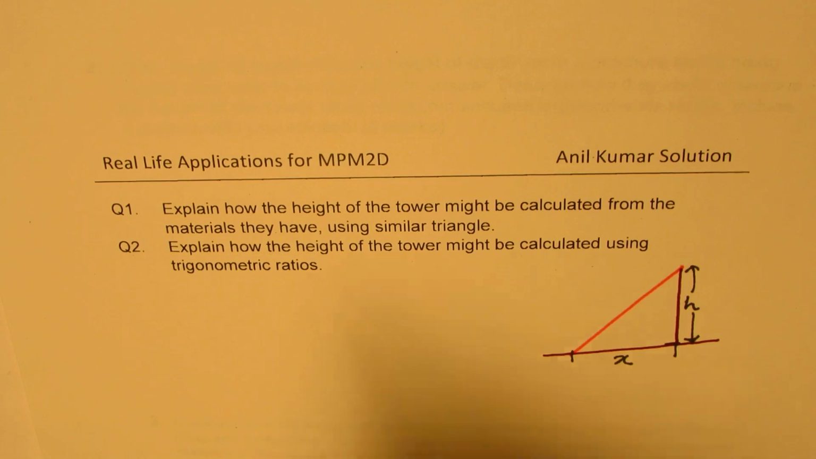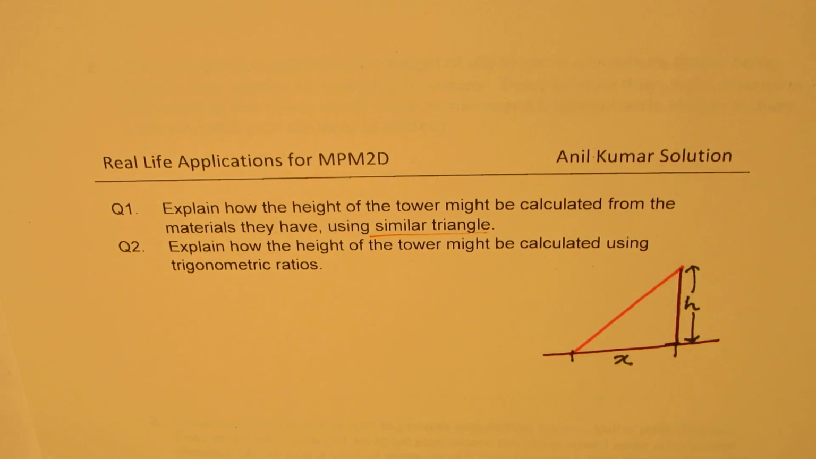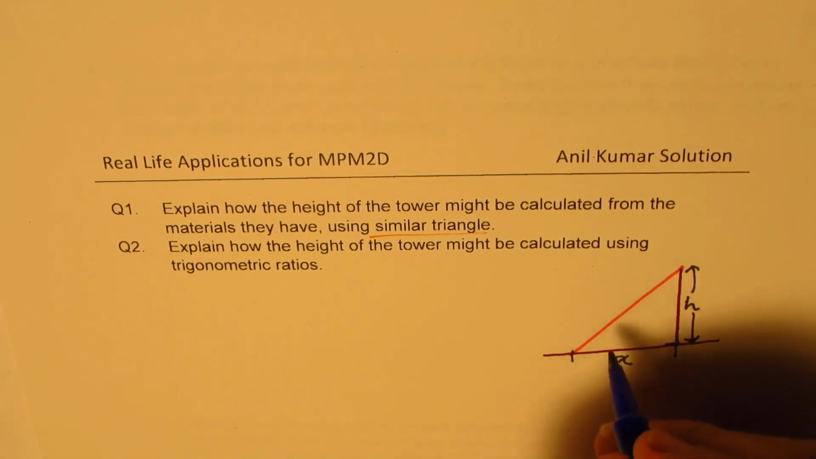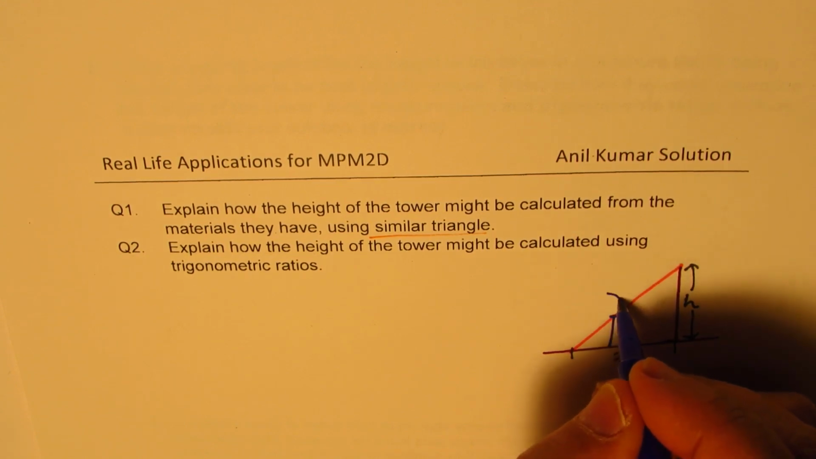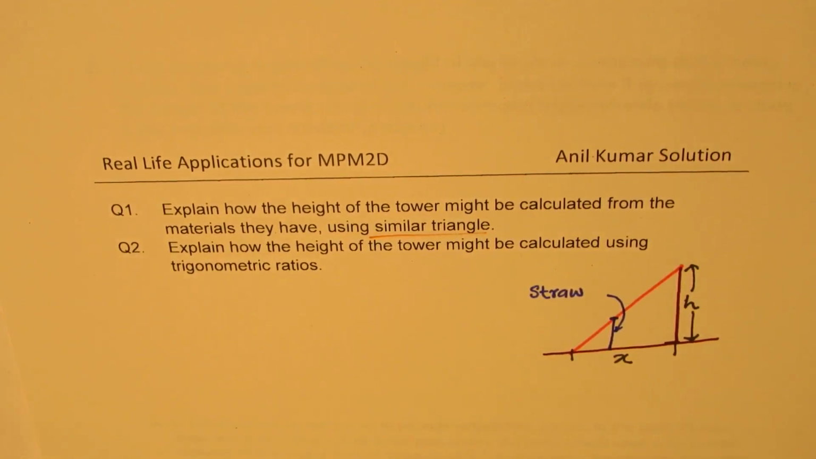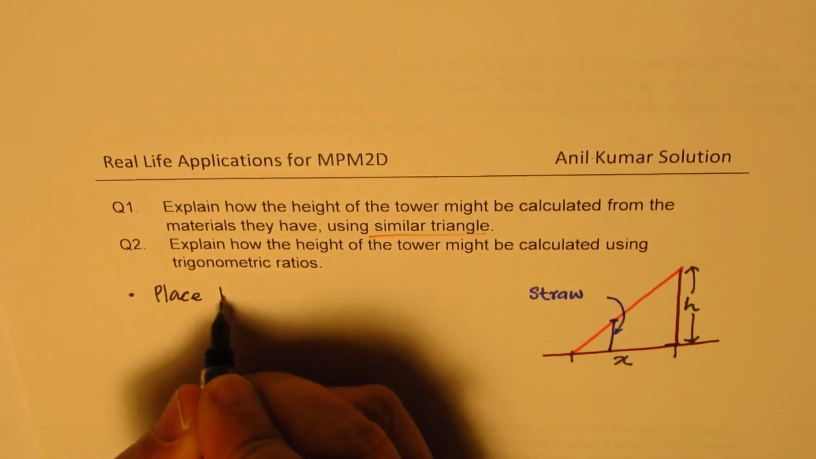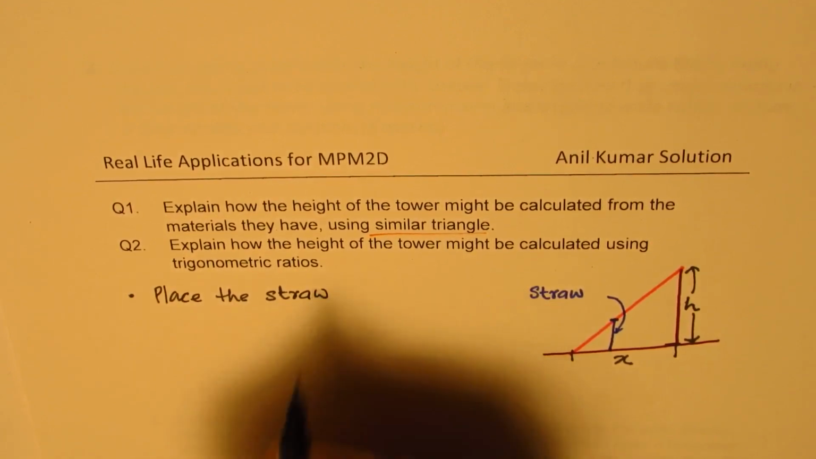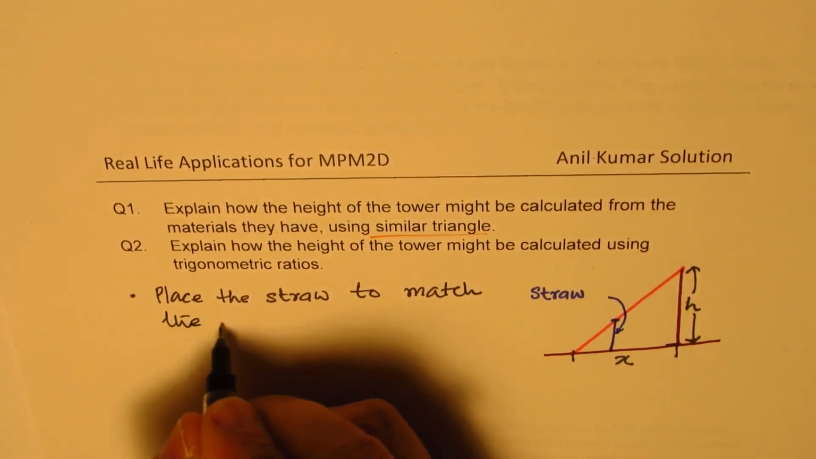Now we need to use the concept of similar triangles first to find the height of the tower. Similar triangles means that we are looking for two triangles, correct? We do have a straw, okay? So what we can do here is we'll place the straw here somewhere, to align the shadow, right? So that the shadow of the straw matches with the tip of the shadow of the tower. So the activity here is to place the straw to match the tip of the shadow.